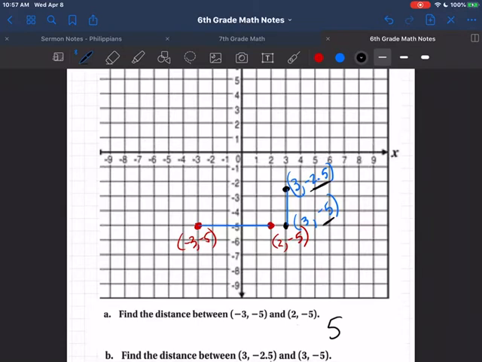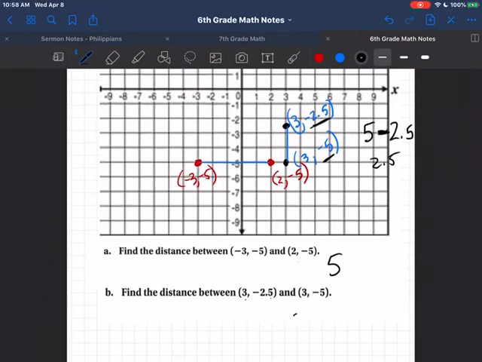What we're worried about here is this -2.5 and -5. They're in the same quadrant, so you can basically subtract their absolute values. The absolute value of -5 is 5. The absolute value of -2.5 is 2.5. So 5 minus 2.5 gives me 2.5. So the distance between these two is 2.5.